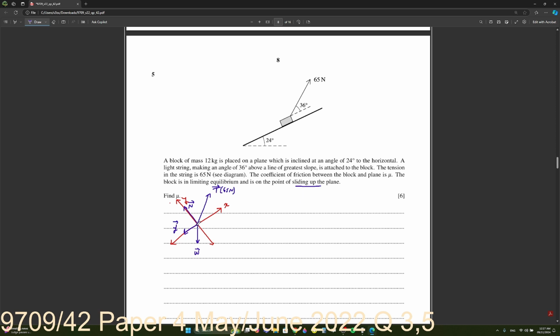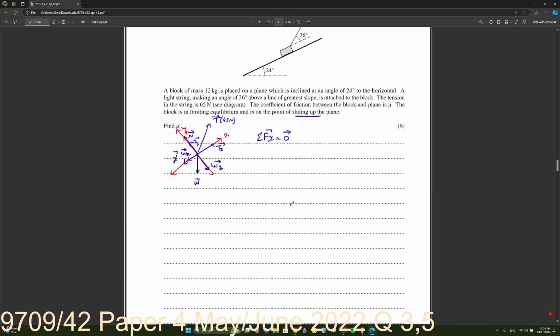Remember, we have to resolve our forces into Wy and Wx and Tx and Ty. Okay, let's start. We are in limiting equilibrium, meaning that sigma Fx is equal to 0. What does this mean? Sigma Fx equals 0 means that what's on the right is equal to what's on the left. So Tx is equal to Wx plus F.